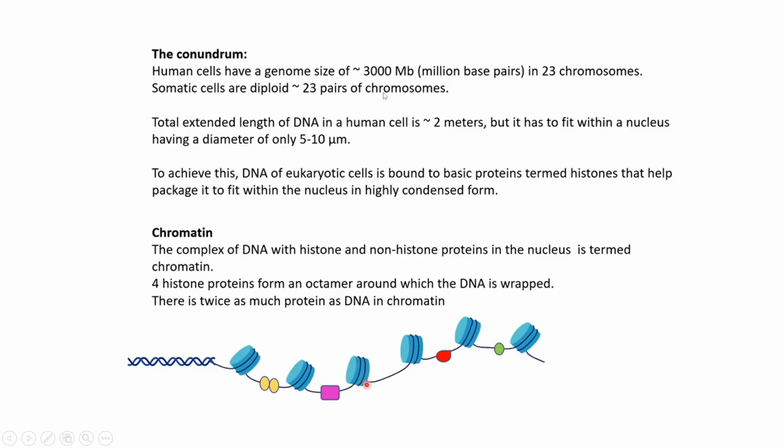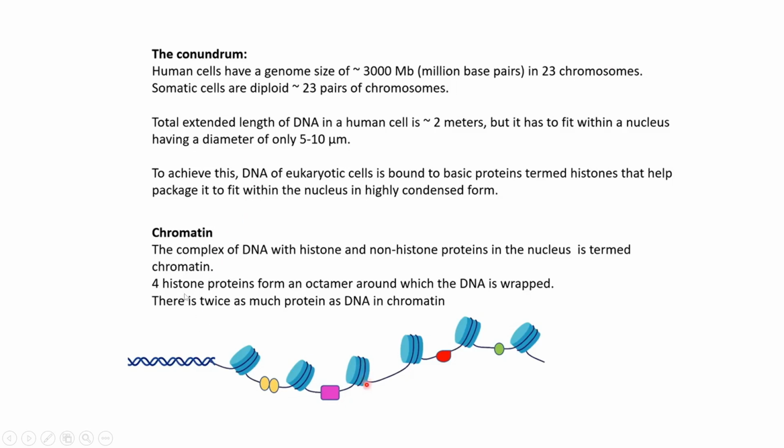There are 23 pairs of chromosomes, and the total length of DNA is 2 meters, which fits into a nucleus having a diameter of 5 to 10 micrometers. So from 2 meters, the DNA has to fit into a 5 to 10 micrometer diameter. This size is very small, so the DNA needs to be compacted enough to fit, and that is where histone proteins and other packaging proteins play a role. To achieve this, the DNA is bound to basic proteins termed histones, which help package it to fit within the nucleus in a highly condensed form.